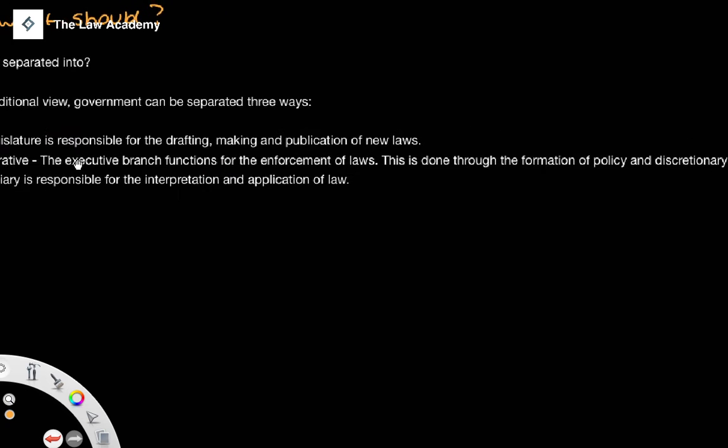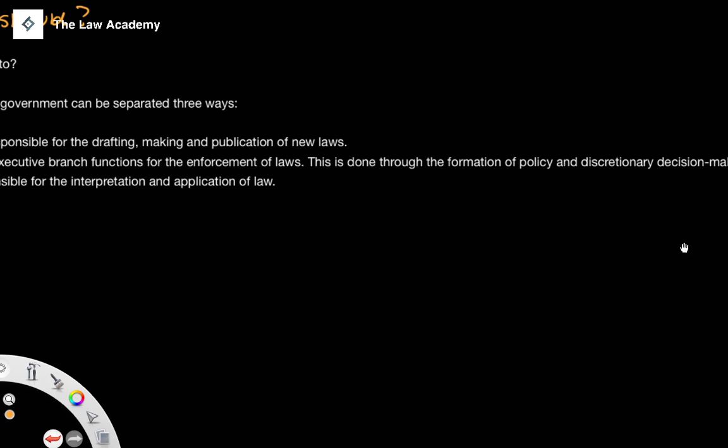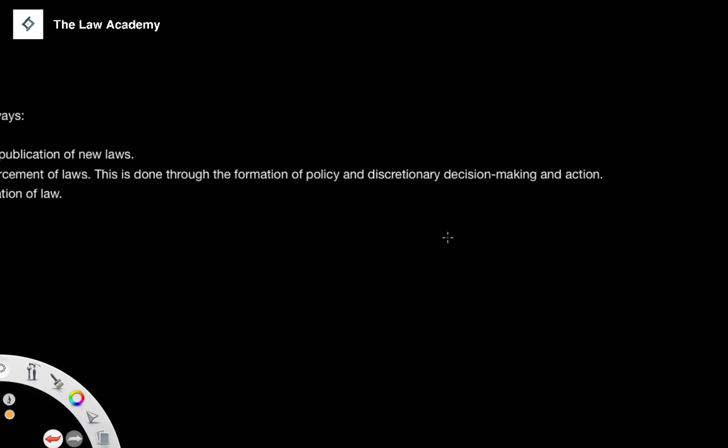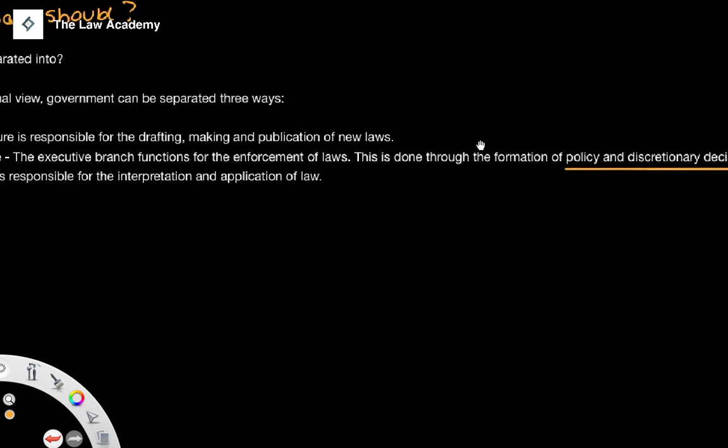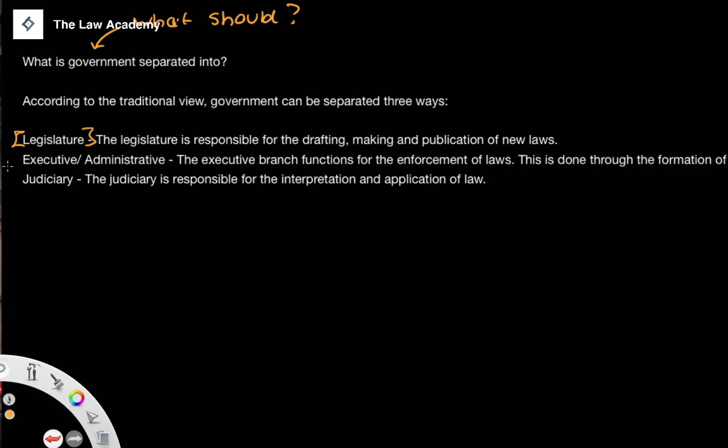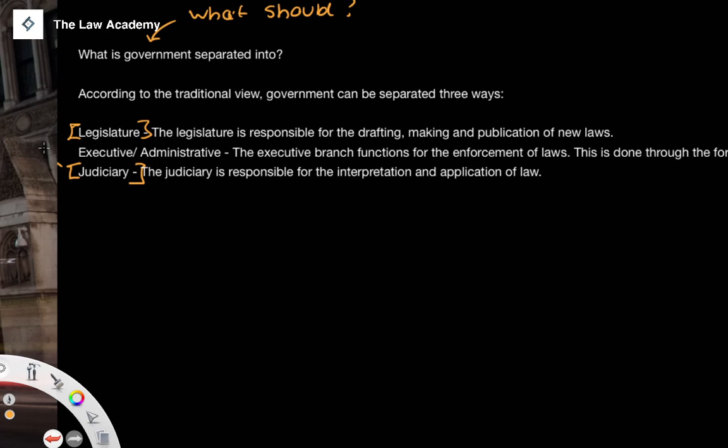Okay, and this can be done through things like the formation of policy and discretionary decision making and action, things like that. And then finally, you have a judicial branch of government, and the judiciary is responsible for the interpretation and application of the laws that are passed by the legislature.